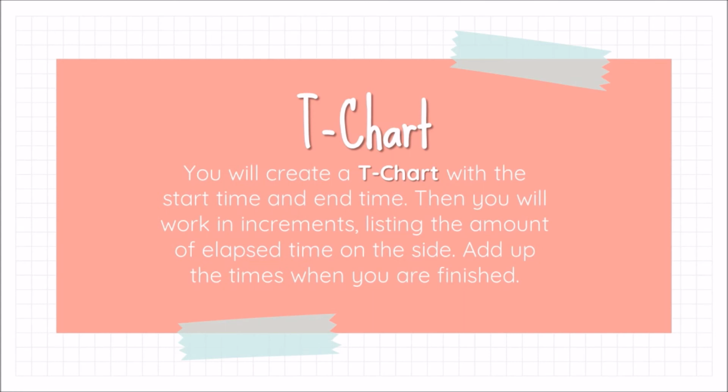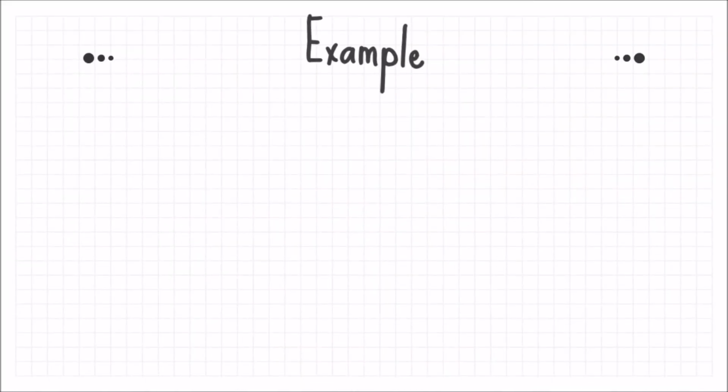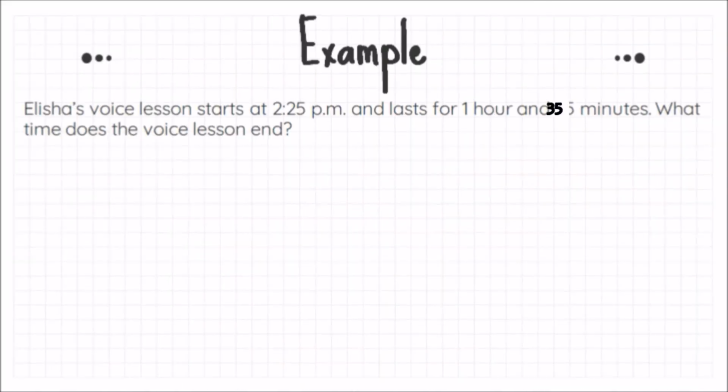The third strategy to solve elapsed time problems is creating a T-chart. You will create a T-chart with the start time and end time. Then, you will work in increments, listing the amount of elapsed time on the side. Add up the times when you are finished. So here's an example. Alicia's voice lesson starts at 2:25 p.m. and lasts for 1 hour and 35 minutes. What time does the voice lesson end?